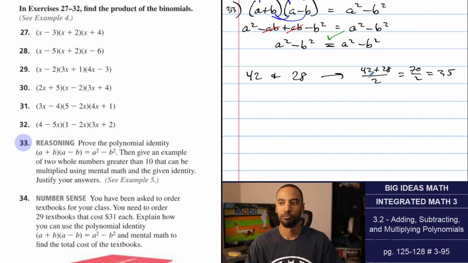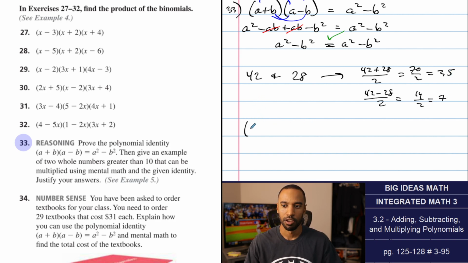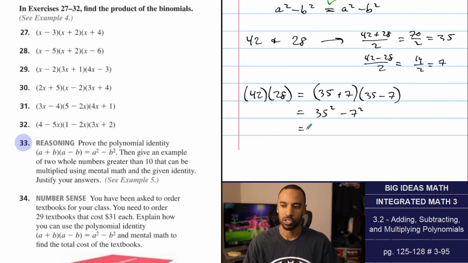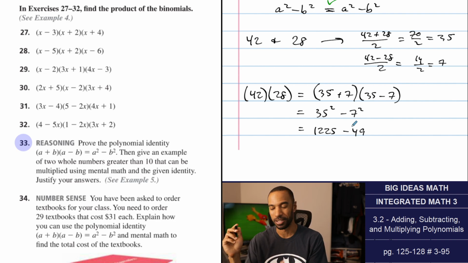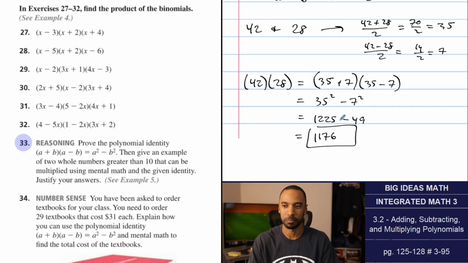We should know that as well. 42 minus 28 over 2 is 14 over 2, which is 7. So 35 and 7 are the two numbers you use from here. 42 times 28 is also the same as doing 35 plus 7 times 35 minus 7. That's the basic idea. Now that means we're going to do 35 squared minus 7 squared. 35 squared is 1225. 7 squared is 49. I'm glad I landed on a number I knew the perfect square for. I don't know 34 squared, but I do know 35 squared. So that kind of lucked out. 1225 minus 49 is 1176. So that should be 42 times 28.